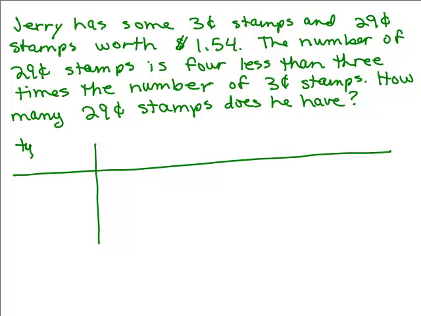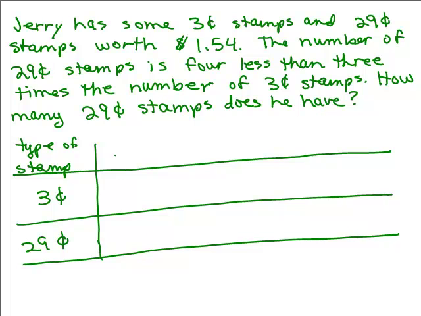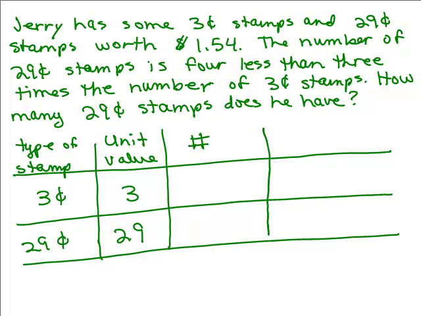So we're going to put the type of stamp. We've got 3-cent stamps and 29-cent stamps. We do know their unit value, and let's do everything in cents to avoid decimals. 3-cent stamps are worth 3 cents and 29-cent stamps are worth 29 cents each. And then we're going to put how many we have of each. I'll just put the number sign for that. And the last thing will be the value.